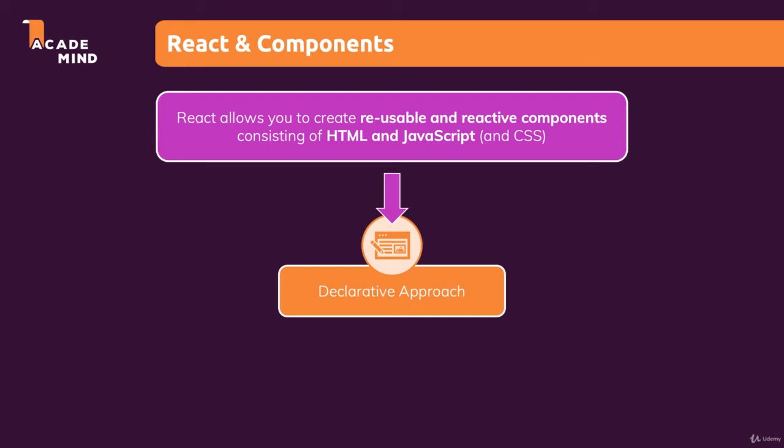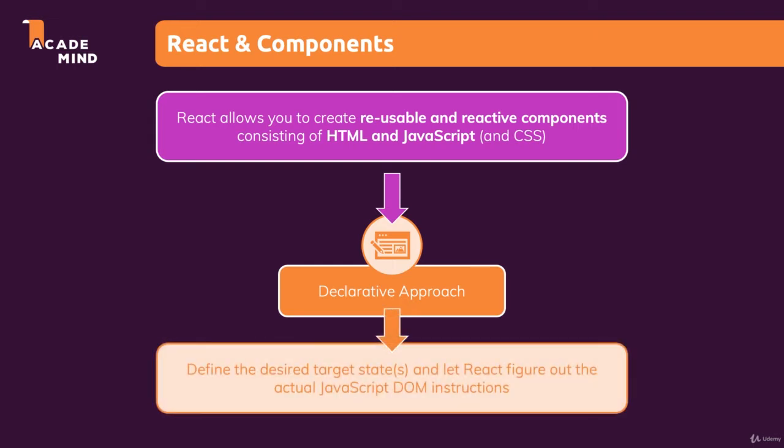Instead, with React, and that's really important, you will always define the desired end state, the target state, or possibly also different target states depending on different conditions. And it's then React's job to figure out which elements on the actual web page might need to be added or removed or updated. And you don't write these concrete DOM updating instructions on your own, as you would be doing it with just JavaScript.